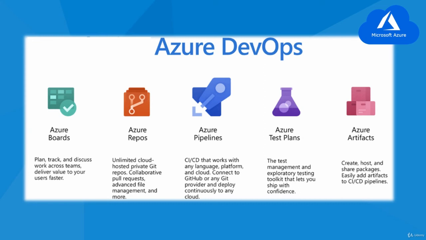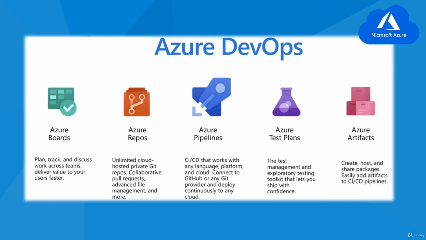Then we have Azure Repos. It is a set of repositories. You get unlimited cloud-hosted private Git repositories. You could have Git repositories, private, and it is unlimited. So you can have a large number of repositories at hand. You could collaborate, use pull requests, do advanced file management, and perform various operations with the repository.